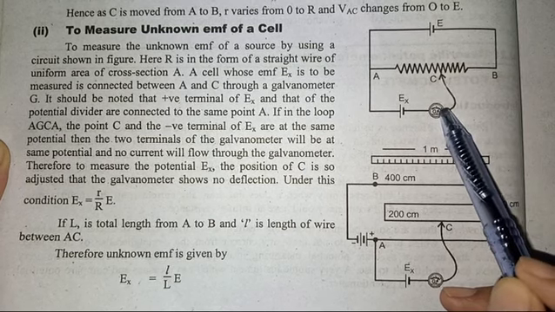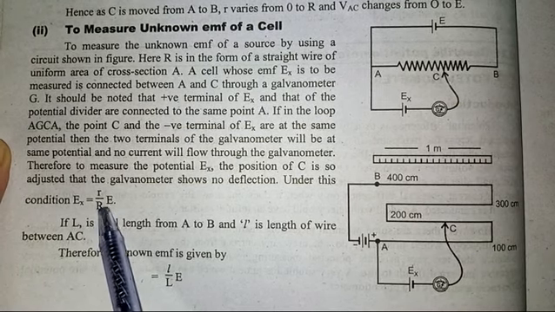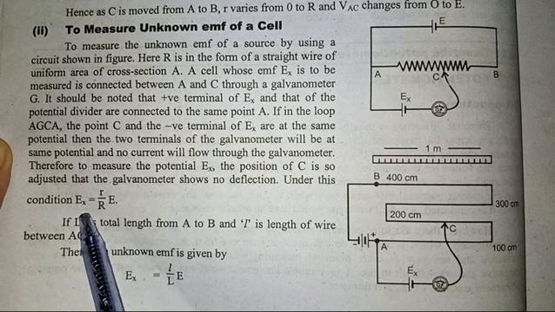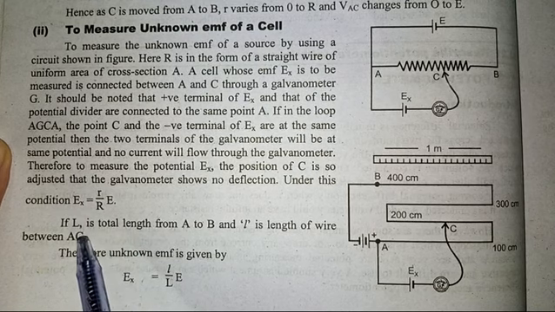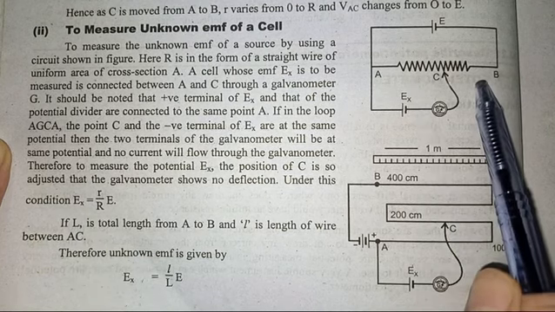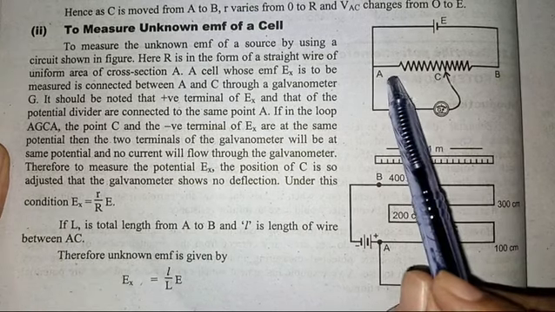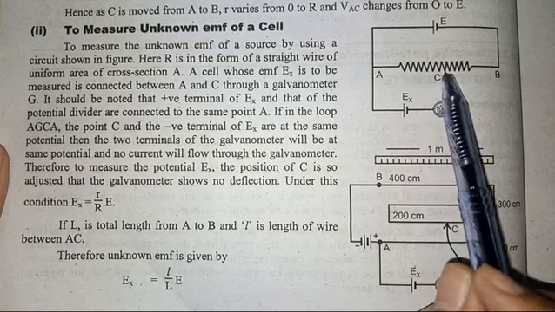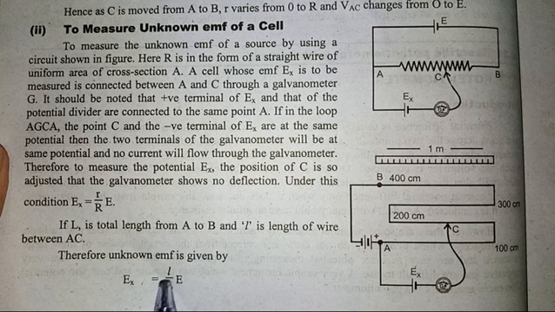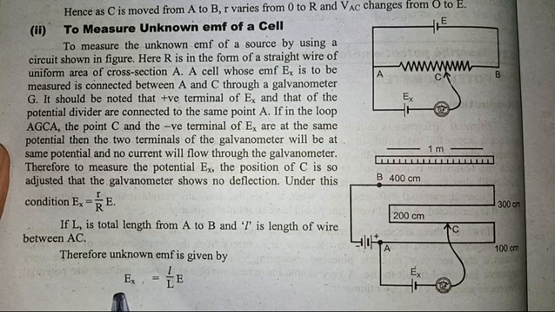So at this point, small r is equal to capital R and the galvanometer shows no deflection. So that's why we can write the formula as we have calculated last time: EX is equal to small r over capital R into E. This EX is for the unknown EMF of the cell, while E is for the known EMF. If capital L shows the total length between A and B, while small l represents the length of the wire between A and C, therefore the unknown EMF is given by EX is equal to small l over capital L into E. So in this way we can easily calculate the unknown EMF of a cell.